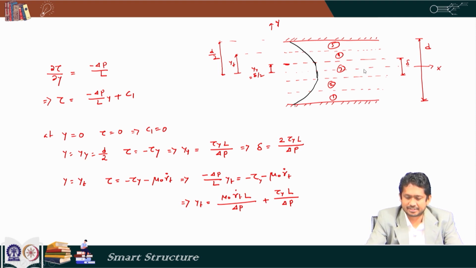At the center there is the plug region where the shear strain rate is 0, and then at the two sides of it there is a region where the magnitude of the shear strain rate is less than gamma t dot, and then beyond that there is a region where the magnitude of the shear strain rate is more than gamma t dot, and we are analyzing only half of the domain because of the symmetry.